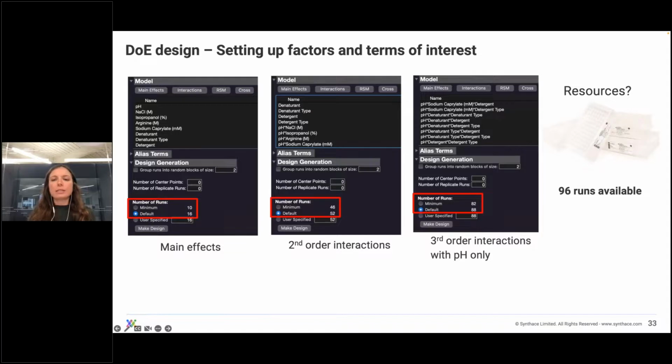And so in this instance, I've decided to expand the design to include third-order interactions, but with pH only. And the reason I've done this is because, using some domain knowledge, I'm estimating that the pH, through its effect on protein structure and stability, will likely play the most important role in the non-specific interactions between the host cell proteins and the antibody, as well as for maintaining binding to the resin.